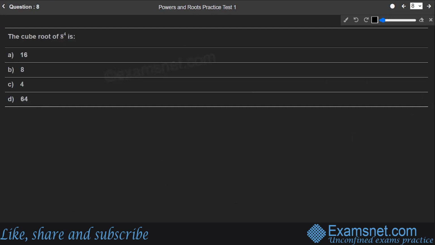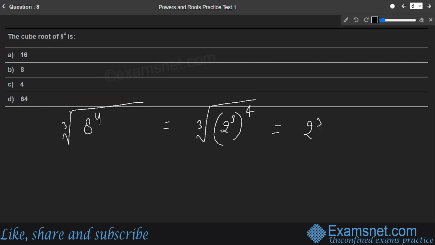Okay, question number 8. The cube root of 8 to the power 4 is... Cube root is nothing but the 1/3 power. So we are supposed to find the cube root of 8 to the power 4. Clearly the 8 can be written as 2 to the power 3, and the whole power 4. It can be written as 2 to the power 3 under the cube root, and then the 4 can be copied further. We can always change the order of the powers. That will not affect the question.